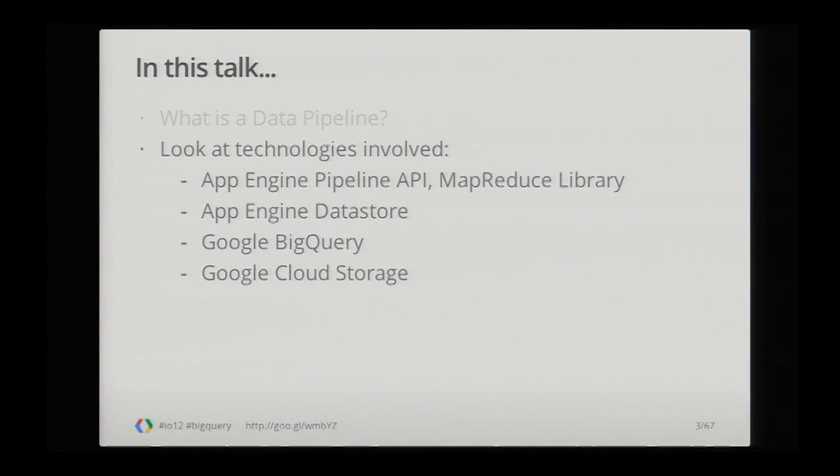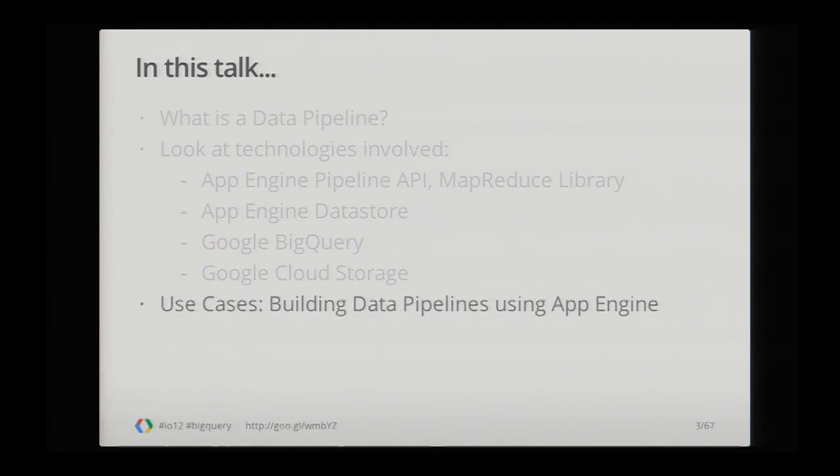So in this talk, I'm going to get started by talking about what a data pipeline is. What do I mean by that? And then I'm going to introduce you to some of the technologies involved with building end-to-end data-intensive applications using Google technologies, including the App Engine Pipeline API and the MapReduce library for App Engine. We'll talk a little bit about the App Engine Datastore and Google BigQuery. And then we'll talk a little bit about Google Cloud Storage as well.